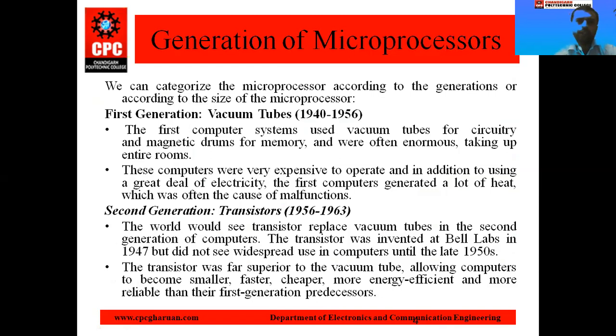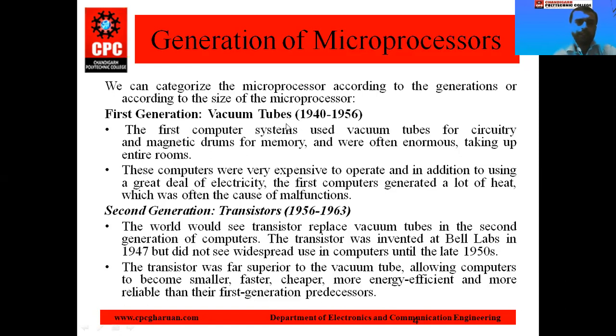In the first generation, vacuum tubes are used. In the beginning, electronic devices were not formed at that time. Semiconductor devices were not formed, so in the first generation vacuum tubes were used. With the help of vacuum tubes, computers were formed. As you may have heard, the first computers were as big as your room. So this is your first generation microprocessor. It performed just arithmetic operations, addition and subtraction.